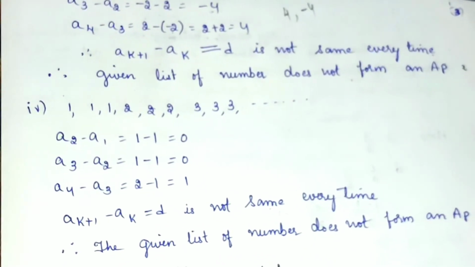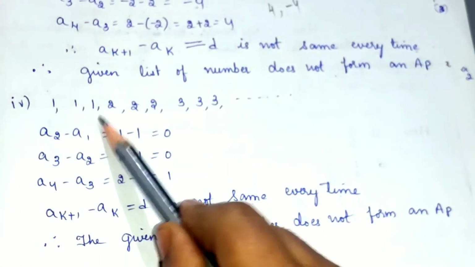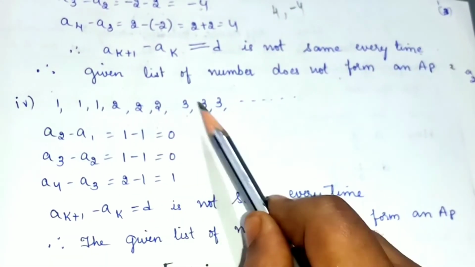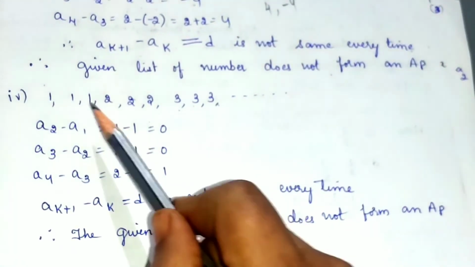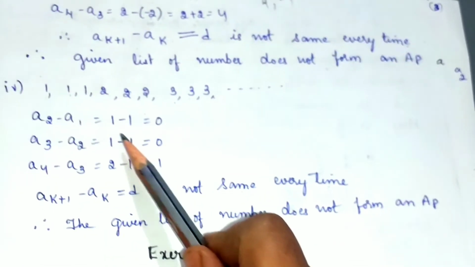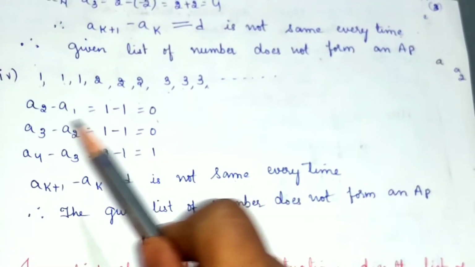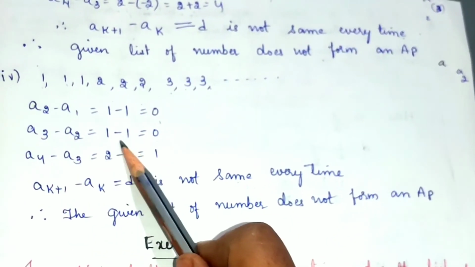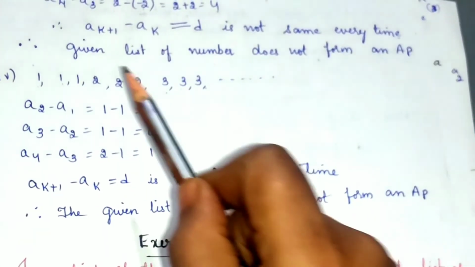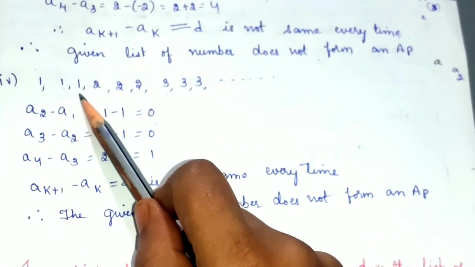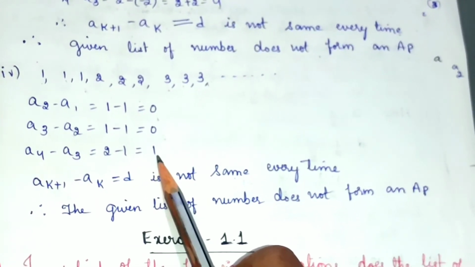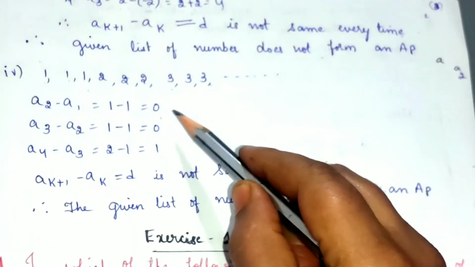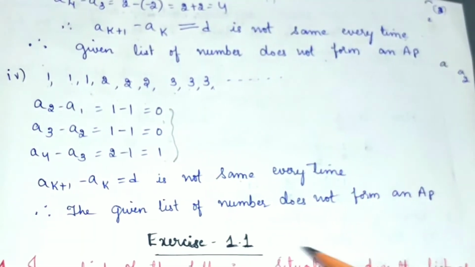The next question is 1, 1, 1, 2, 2, 2, 3, 3, 3. Now, follow the same procedure. Second term minus first term, that is 1 minus 1 is 0. Third term minus second term, that is 1 minus 1 is again 0. Fourth term minus third term, that is 2 minus 1 is 1. Here, that's the reason I have told you to find at least 3.